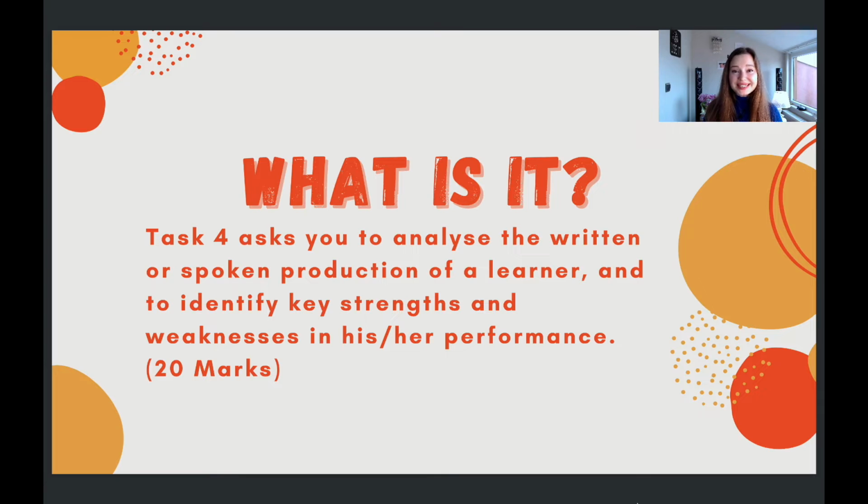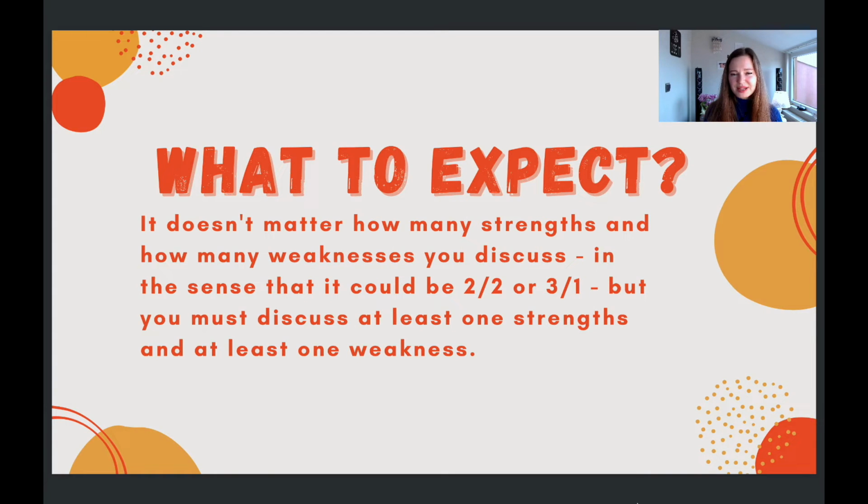First of all, we need to understand what it stands for. What is it? Task 4 asks you to analyze the written or spoken production of a learner and to identify key strengths and weaknesses in his or her performance. For this task, you can get 20 marks. What to expect? You can mention 2 strengths and 2 weaknesses, or 3 strengths and 1 weakness. It's totally up to you, but you must discuss at least 1 strength and at least 1 weakness.